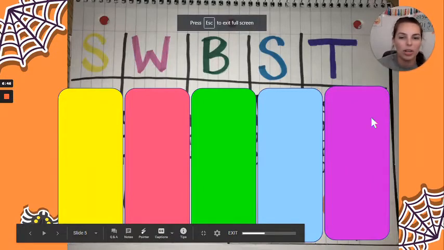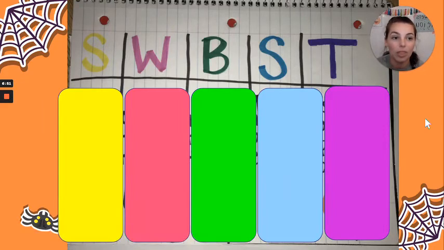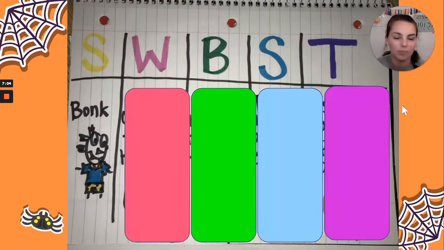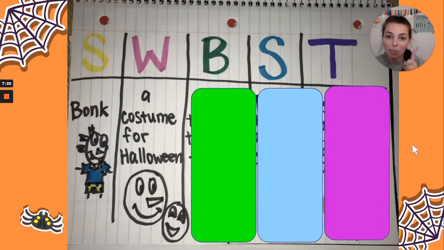So in our story, who is the somebody? Who is the story about? There were several characters. I think there were 4 characters, but the story was mainly about Bonk. I wrote his name and drew a picture. What did Bonk want at the beginning? Remember, we start from the beginning, go to the end of the story. So what did he want at first? He wanted a costume. They said, this is Halloween. Let's make costumes. But there was a problem, right?